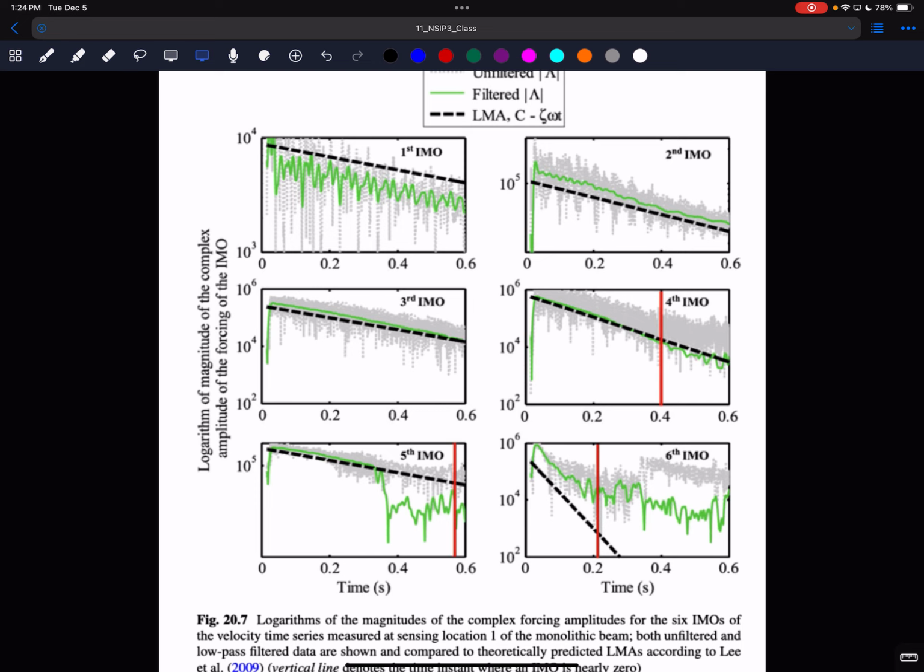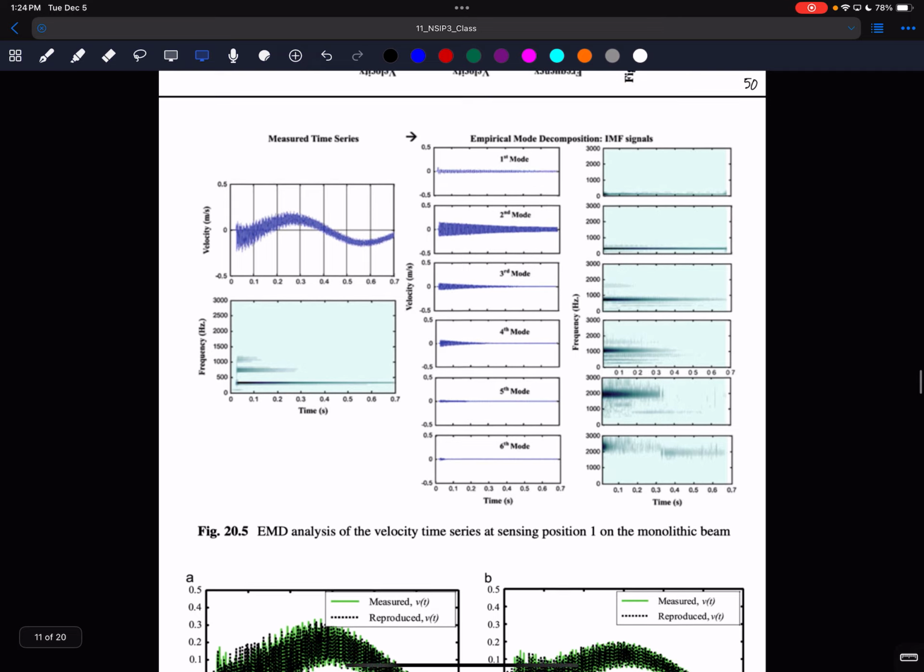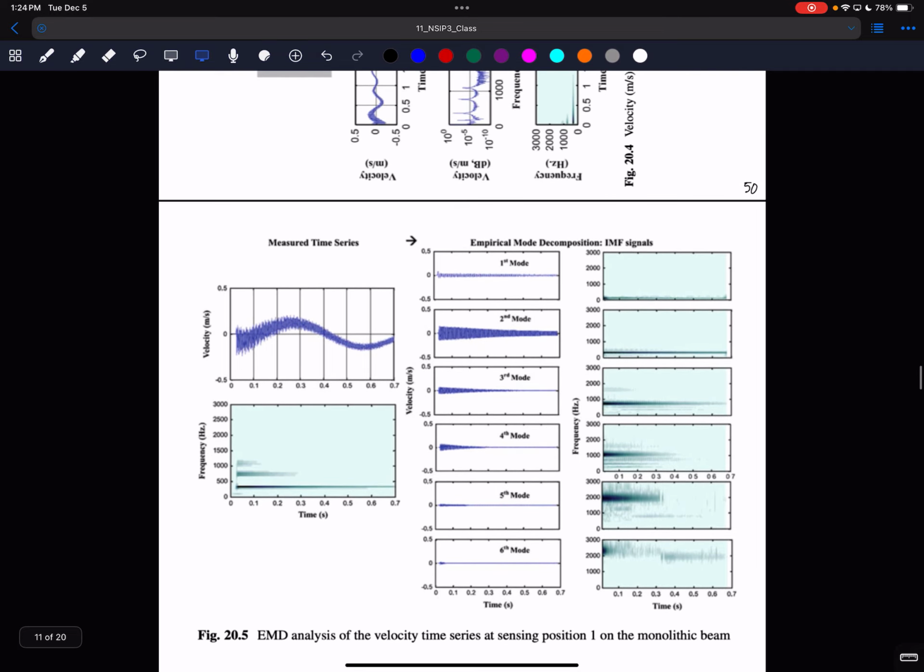Certainly for the second, the third, and the fourth IMO, and then the fifth IMO as well, although there are some effects in the higher ones. These effects that you see here are likely due to, if we come back up to the IMFs, you can see that, for example, in the sixth mode, there is a mode switching that occurs, where we jump from one frequency to another frequency, and probably this component right here should probably be right there.